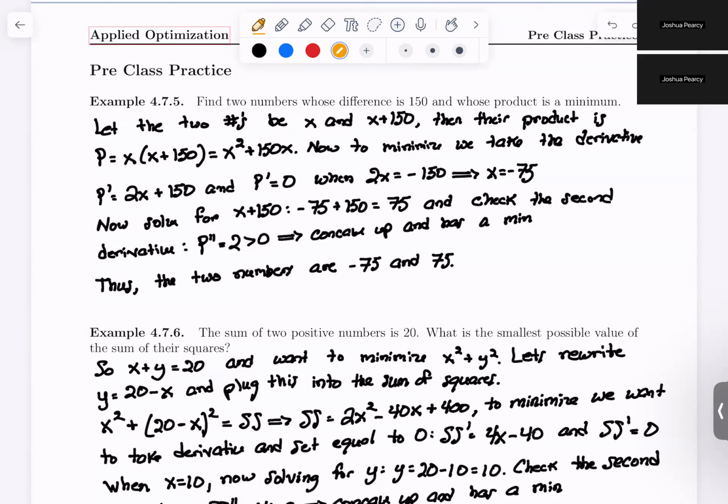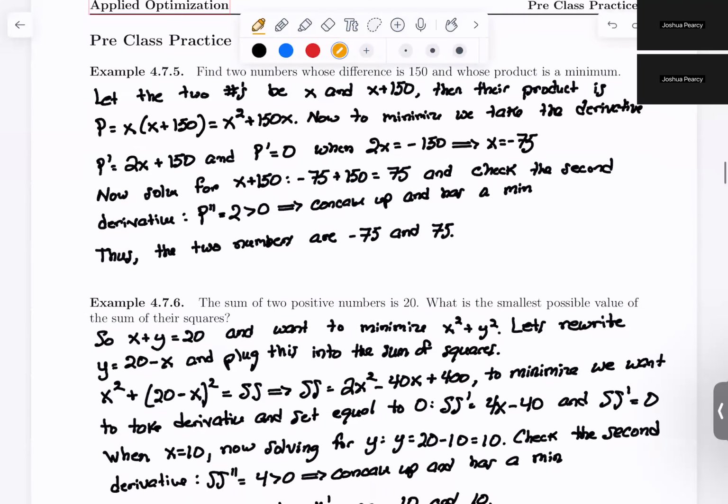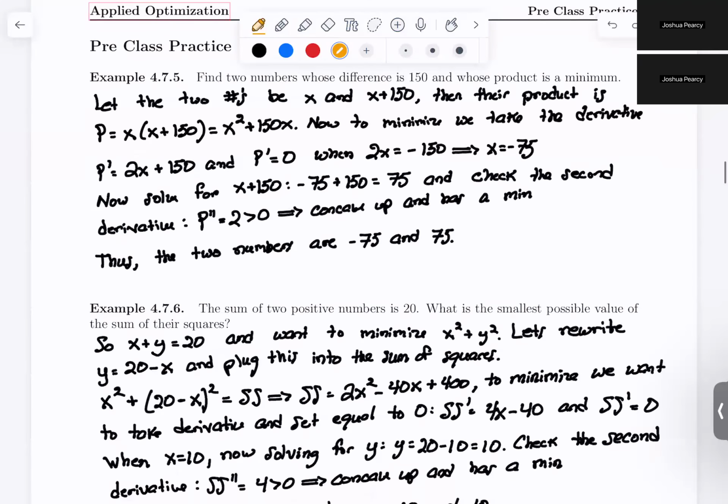Now I need to check that they actually minimize the product. So I need to take the second derivative of the product. So I'm going to take the derivative of this part here, 2x plus 150. When I do that, I just get the second derivative is 2. And 2 is positive, which implies that the function is concave up and it has a minimum. So thus, the two numbers that give us a difference of 150 and minimize the product are negative 75 and 75.